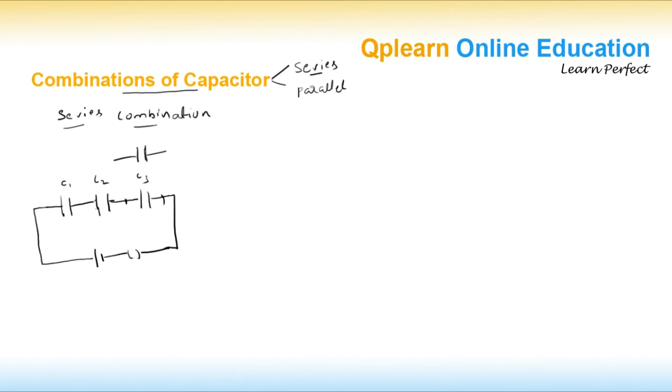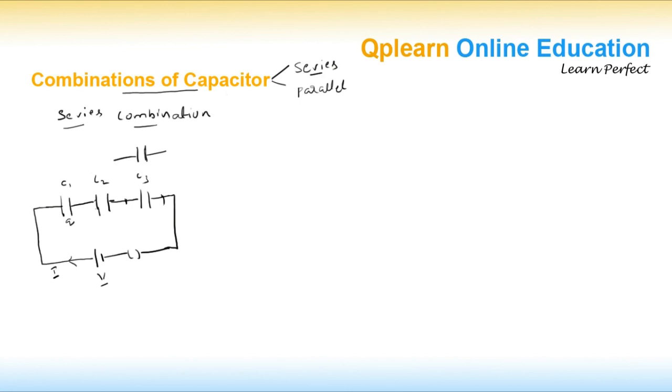Here the first point is that in this circuit this is the battery, we are supplying the voltage, and the current is flowing here. In the series combination, what is the position of the voltage and the charge? What is the charge? Because the capacitor stores the electric charge.